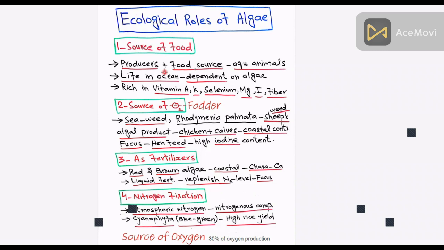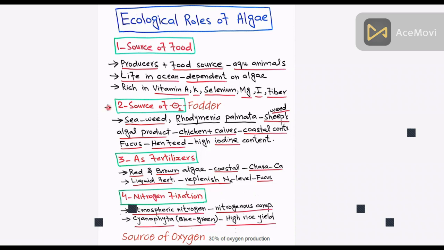They are highly important because they are a food source to a large number of aquatic animals, ranging from tadpoles to fish species. Life in the ocean is heavily dependent on algae, as the organisms that feed on algae are eaten by larger species, ensuring that life continues in the sea. Algae are high in vitamin A, K, selenium, magnesium, iodine, and fiber.